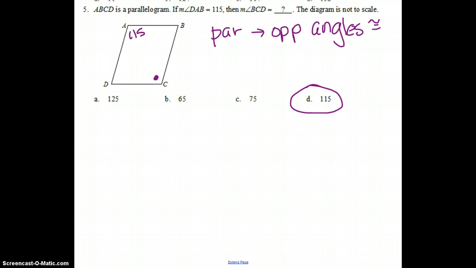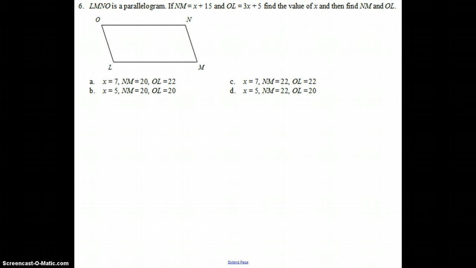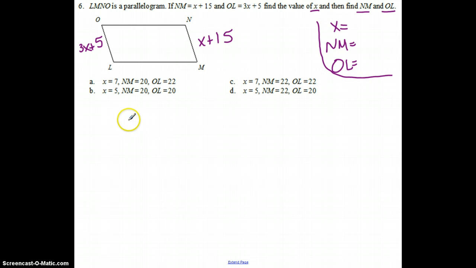Okay, let's try another. This one says that NM is x plus 15, and OL is 3x plus 5. We know it's a parallelogram. They want us to find x, NM, and OL. So I'm going to make my little answer box here like I normally do. So first of all, I know that if these are opposite sides and it's a parallelogram, those opposite sides are equal. So my first job is going to be to set those equal and solve.